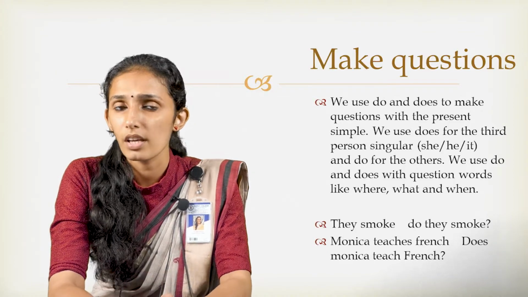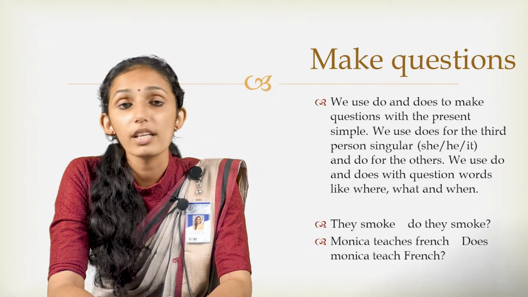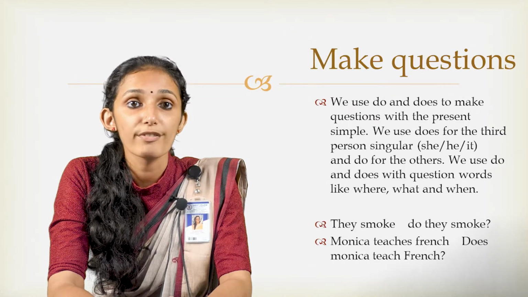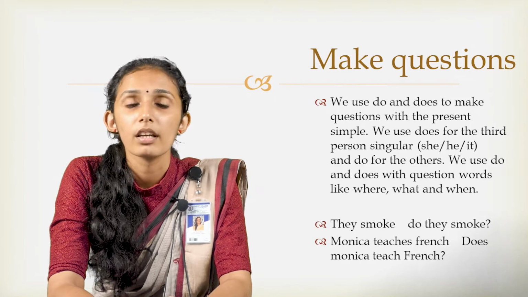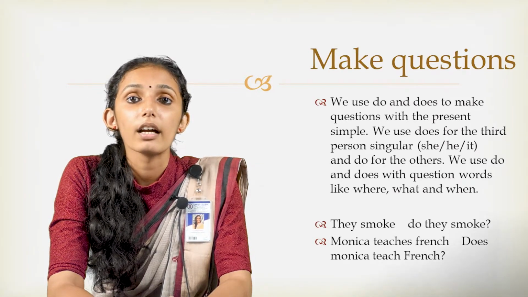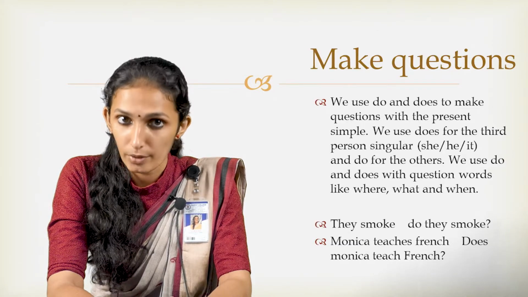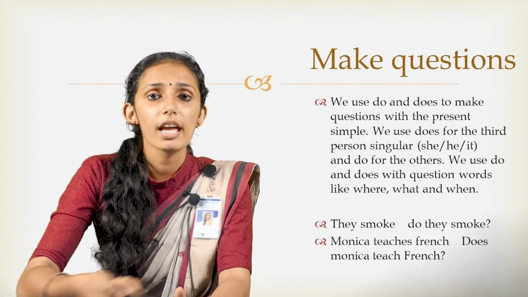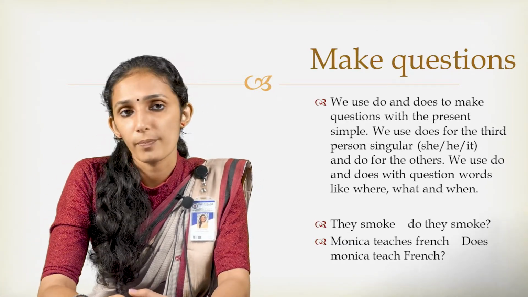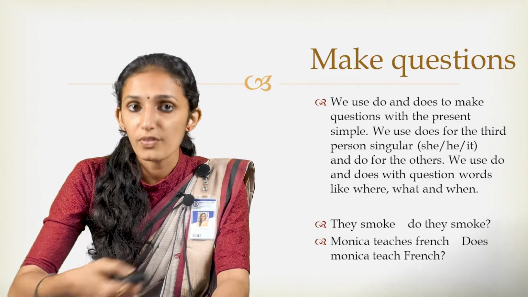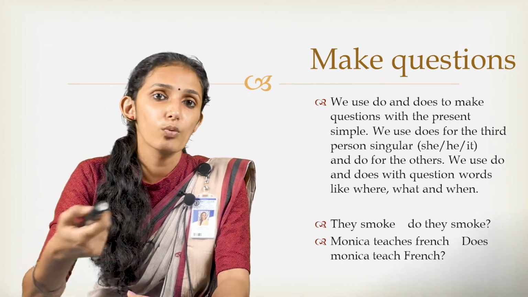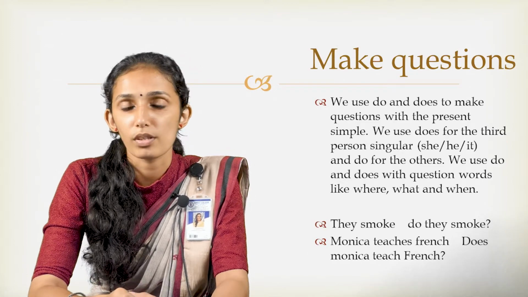So in other words, we use do and does or is or are when we want to ask yes or no questions. We use does and is with third person singular pronouns, that is he, she, and it, and with singular noun forms. We use do and are with other personal pronouns like you, we, they, and with plural noun forms.